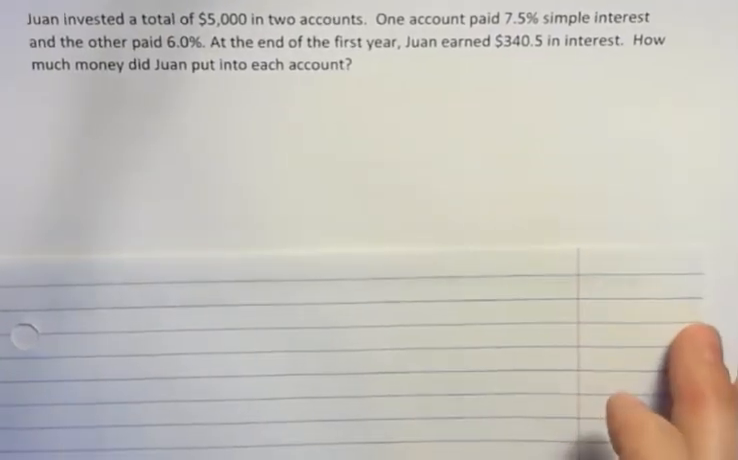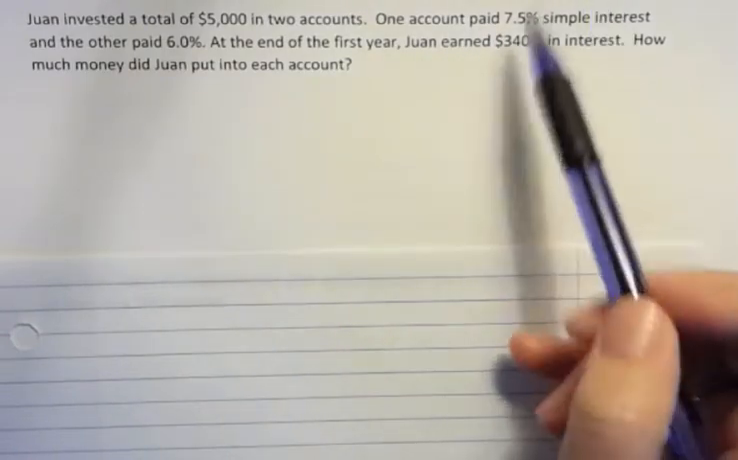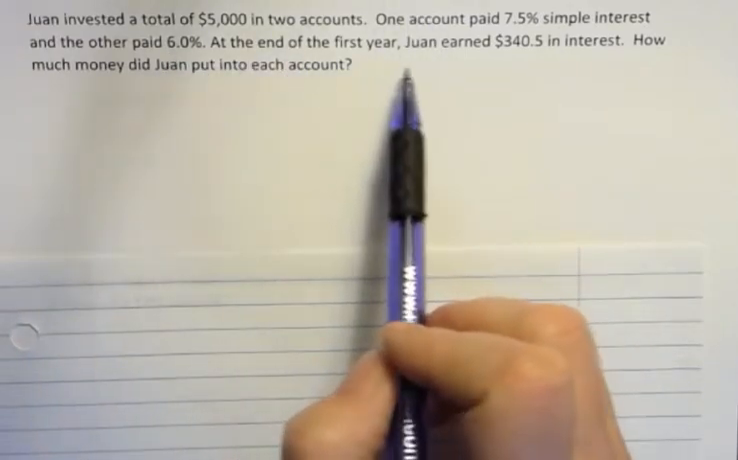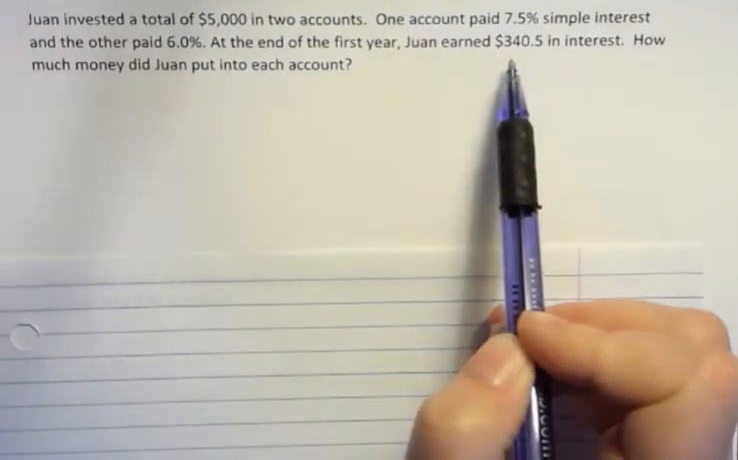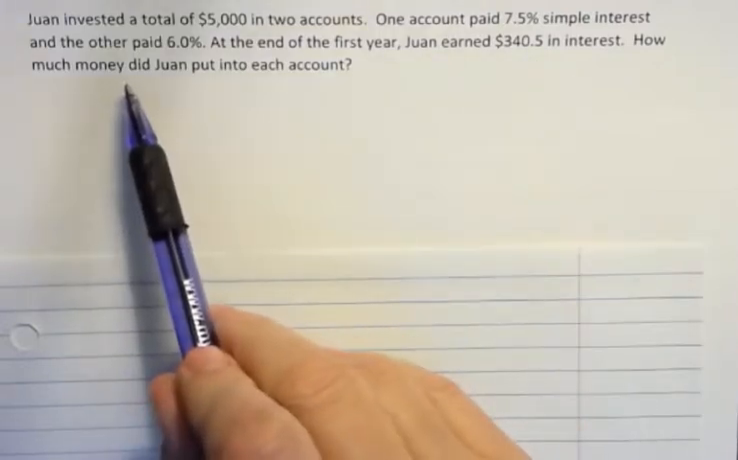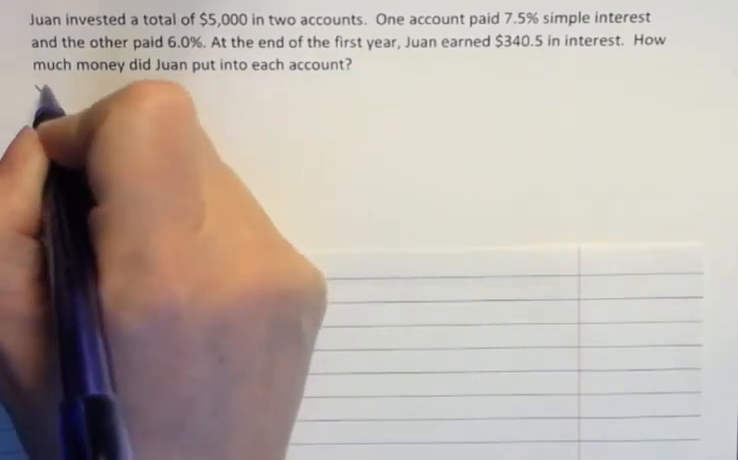Juan invested a total of $5,000 in two accounts. One account paid 7.5% simple interest and the other paid 6%. At the end of the first year, Juan earned $340.50 in interest. How much money did Juan put into each account? So it's first very important to declare your variables.